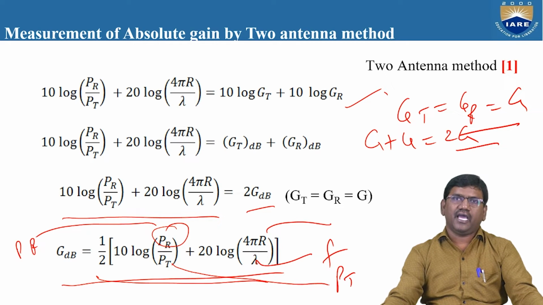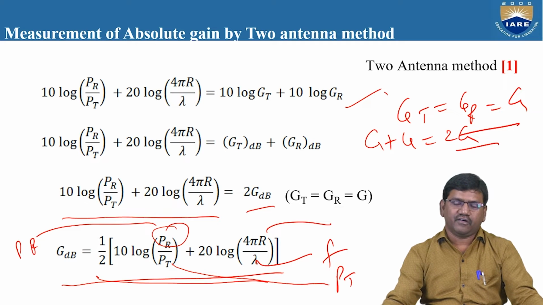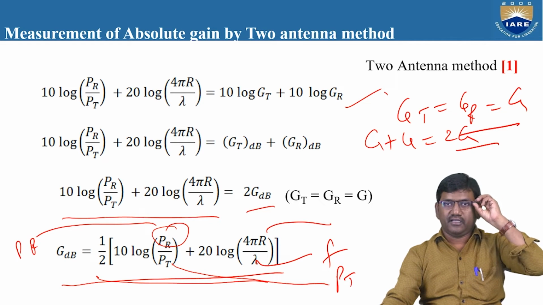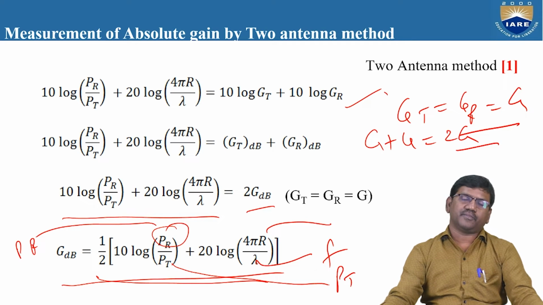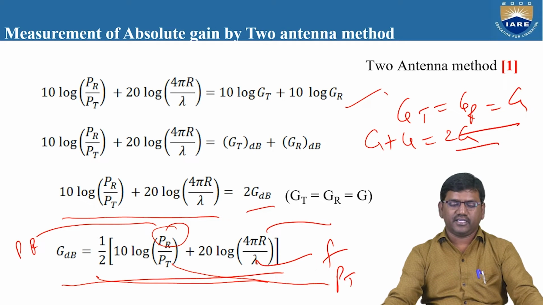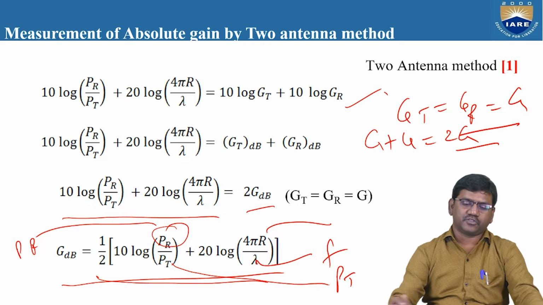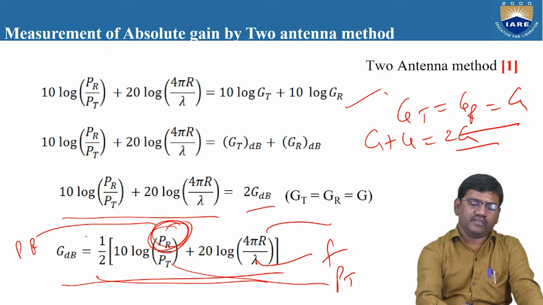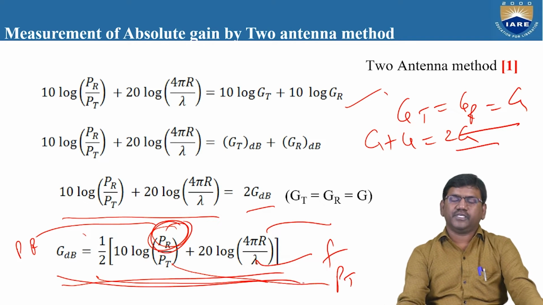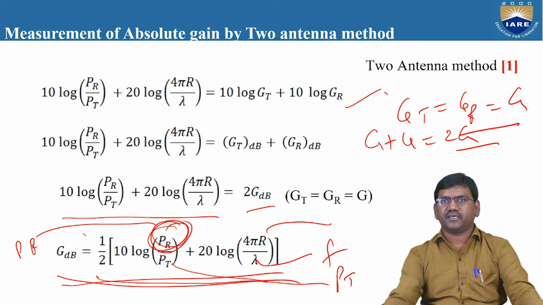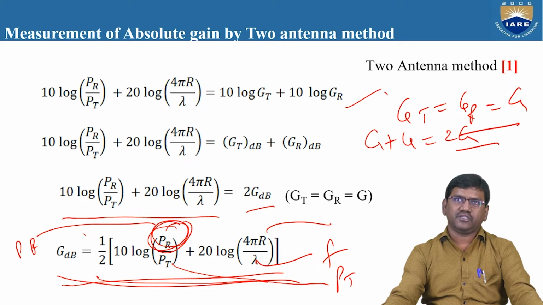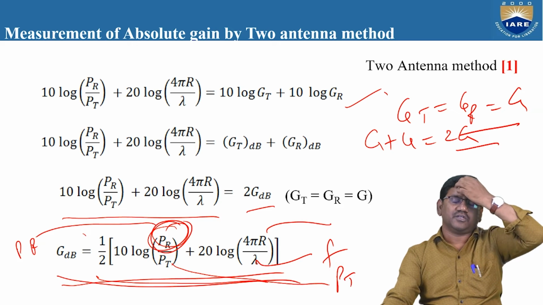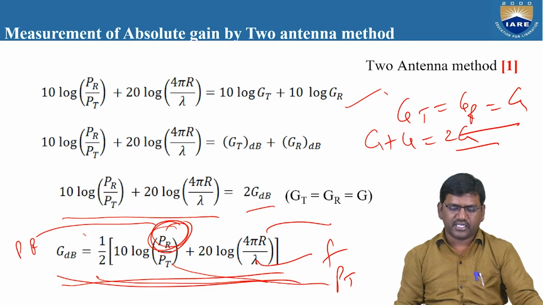So PR, the power received by the antenna, has to be noted down. Based on the indicator of the electric field strength, we need to record how much power is received, and that reading has to be substituted into this formula as the PR value. If we simplify this equation based on the known parameters and the unknown parameter PR, we will get the absolute gain. So this is known as the two antenna method to measure the absolute gain.